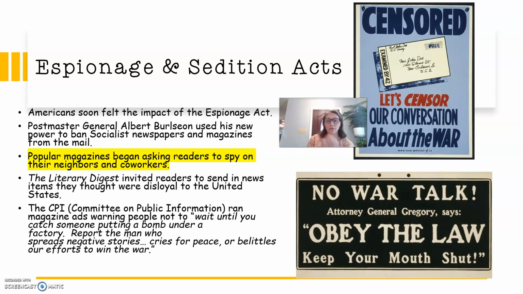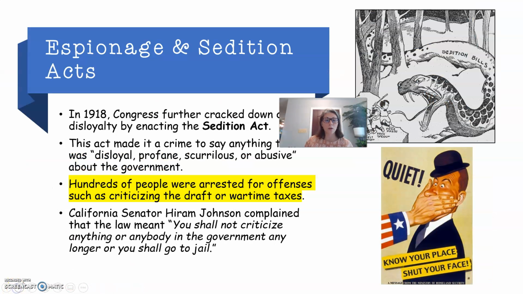It's not just that there's a direct threat, it's any disloyalty to the war effort.